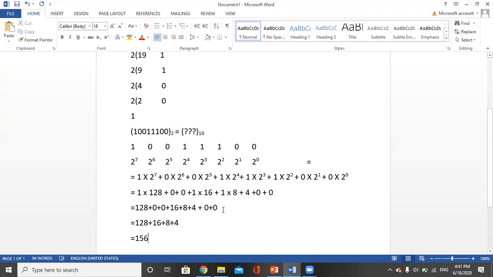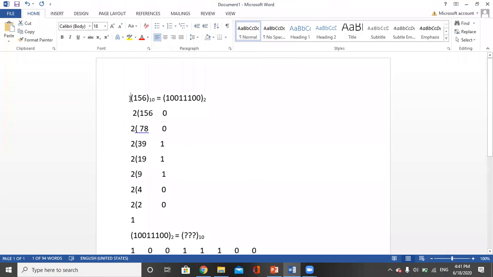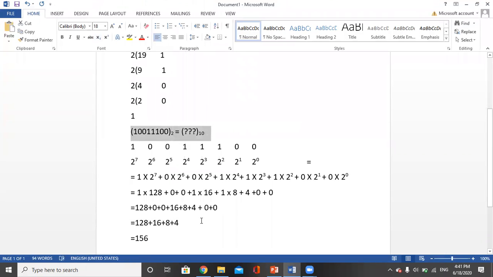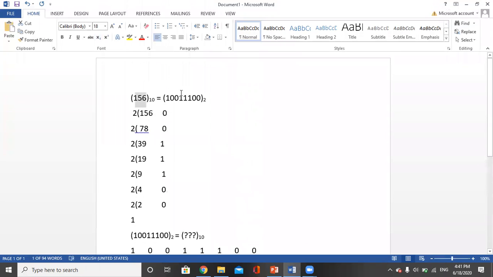So what did we prove from this? The binary number 10011100 is equivalent to the decimal number 156. As you can see, we converted this number into decimal and got 156. So that's how you convert binary into decimal.